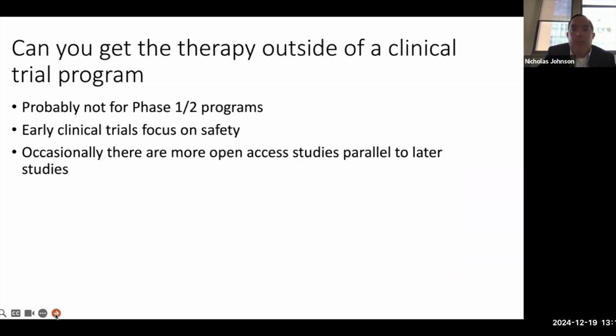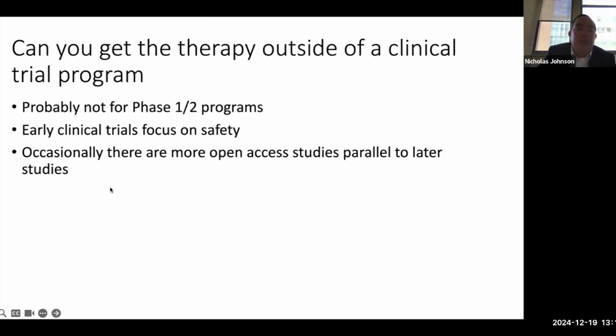Okay, can you get the therapy outside of a clinical trial program? Probably not. For the phase programs that I'm talking to you about, when I call them out as phase 1 or 2, these early clinical trials focus on safety, and so really the goal is to make sure it's safe before you prescribe it broadly. So I think this is an important step.